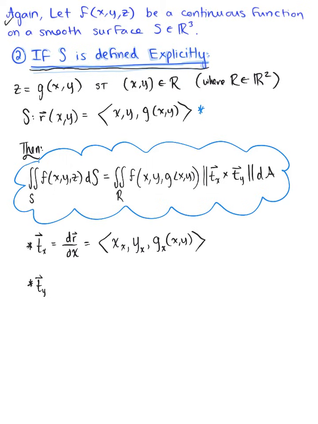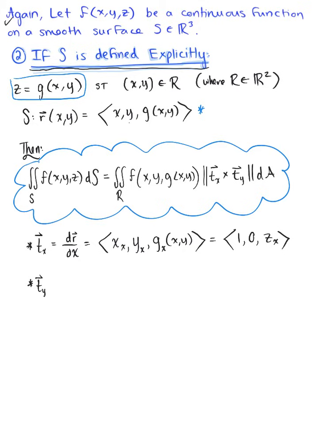And of course, we can simplify this. We know the partial derivative of x with respect to x is simply 1. The partial derivative of y with respect to x is simply 0. And then since we know at the beginning that our function g of x, y is defined as z, we can shorthand the z component as the partial derivative of z with respect to x.